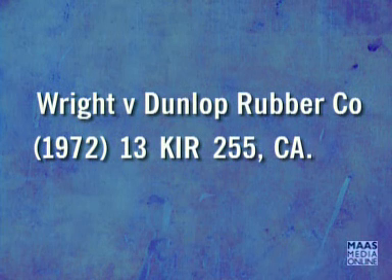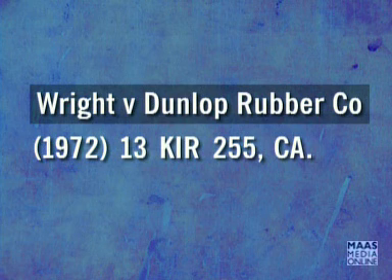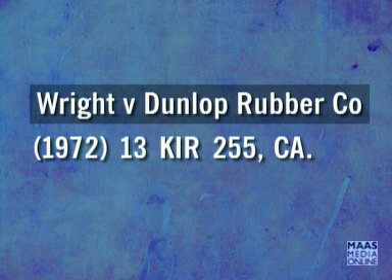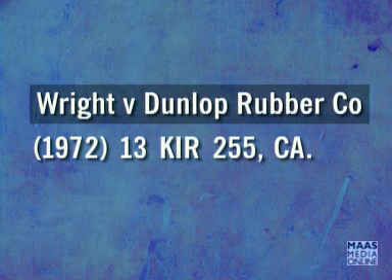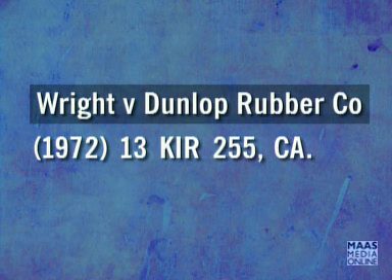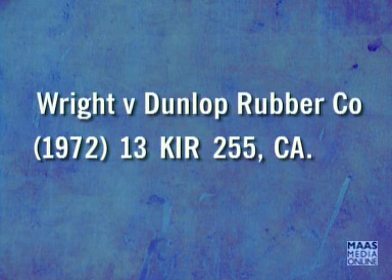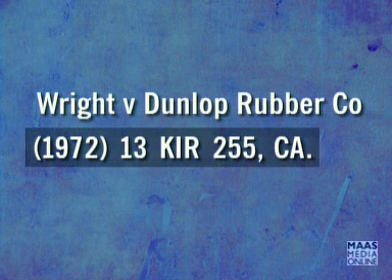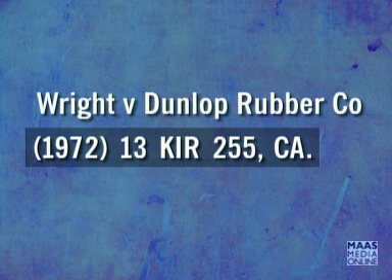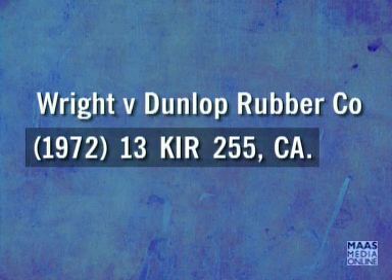You probably already know that this is the title of the case Wright v. Dunlop Rubber Company, or, as it is usually said, Wright and Dunlop Rubber Company. This title is made up of the names of the parties who are contesting the trial. But what does the rest of it mean? This little set of hieroglyphics is known as the citation of the case, and is the key to finding the reports of the case in the library.